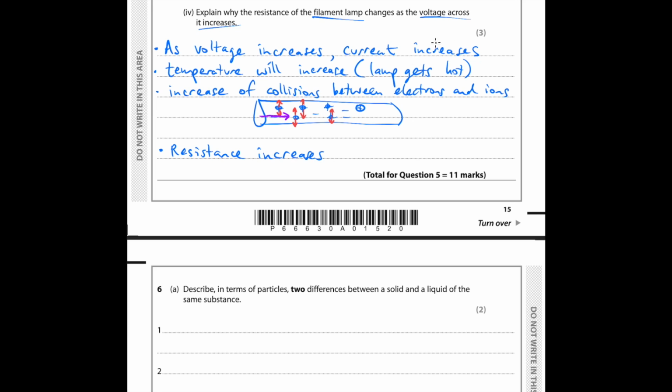Right, so you'll get 1 mark for that, 1 mark for that, 1 mark for saying increase of collisions, 1 mark for saying between the electrons and ions, and 1 mark for saying the resistance increases. So 1, 2, 3, 4, 5. So we'll definitely get 3 marks for that.